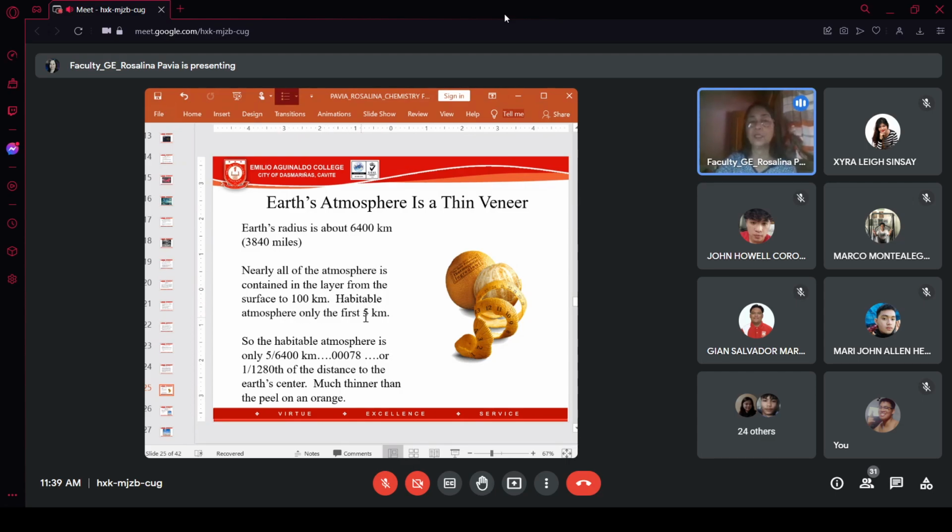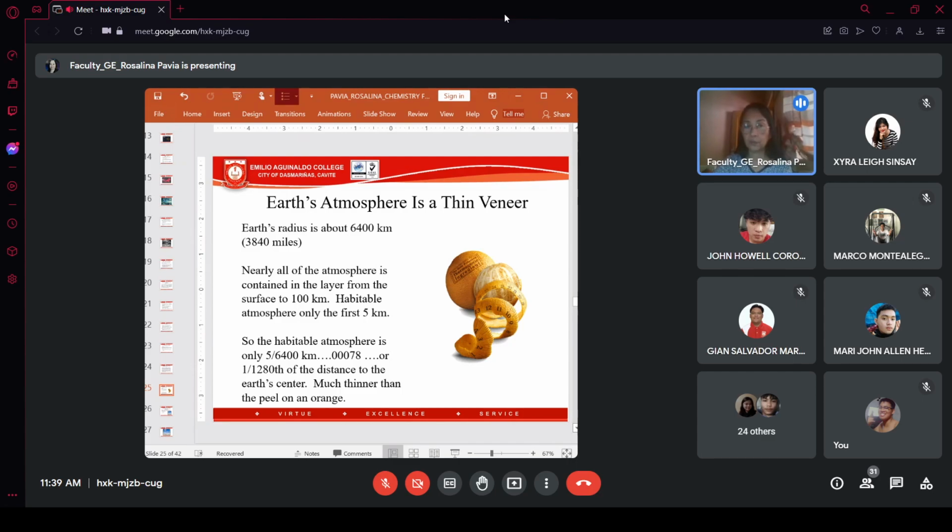Habitable atmosphere, only the first 5 kilometers. So the first 5 kilometers are habitable, based on the surface of the Earth, 5 kilometers above. So the habitable atmosphere is only 5 over 6,400 kilometers or 0.0078 or 1 over 1,280th of the distance to the Earth's center. So much thinner than the peel of an orange. That's why I compared it to an orange peel a while ago.